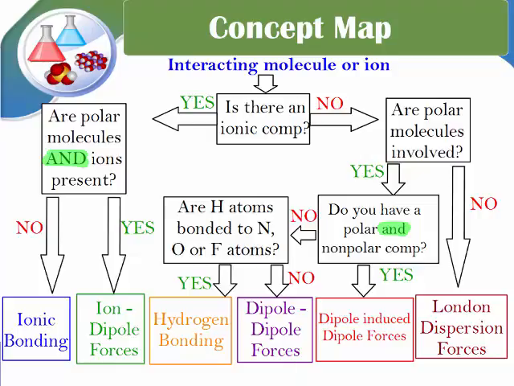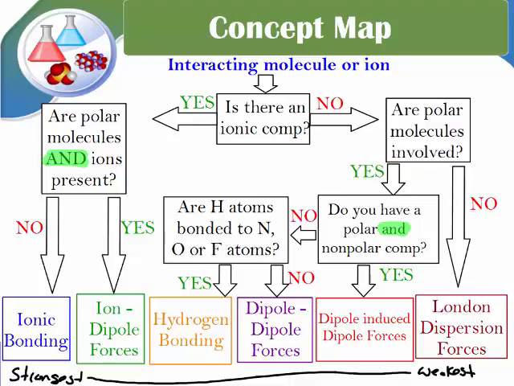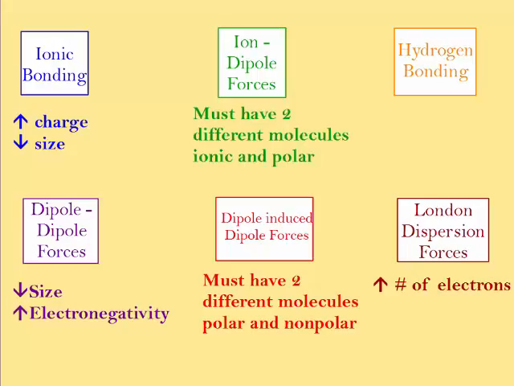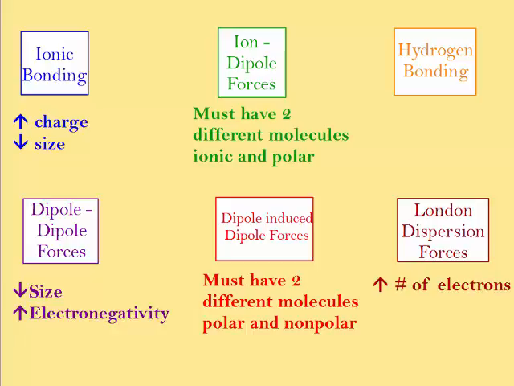One last thing, these are the strongest to the weakest. There are some overlap and some exceptions to that, but without more data, this is the order that we go with. Okay, underneath each of these, we're going to go ahead and add some more information so you have it all in one spot. Underneath the ionic bonding box, write higher charge and smaller size.